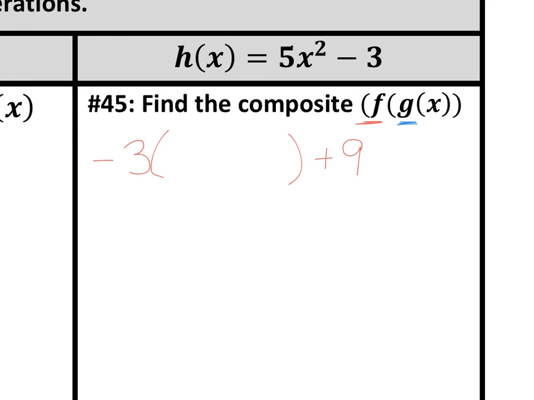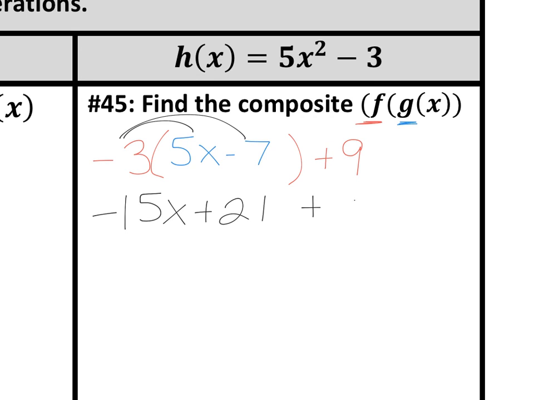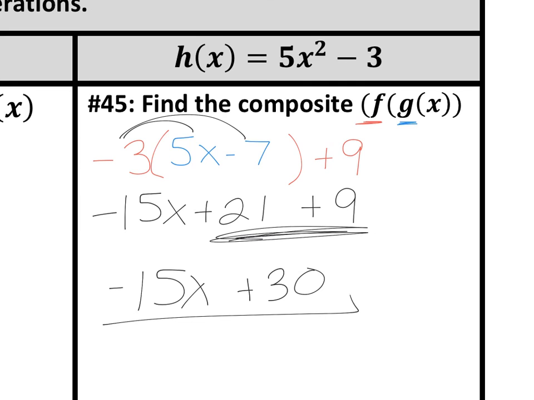Okay, g of x is our inside function. G of x is 5x minus 7. Okay, so we've set up our problem, outside function in red, inside function in blue, and then let's distribute. So we're going to do negative 3 times 5x is negative 15x. Negative 3 times negative 7 is plus 21. And bring down that plus 9. Last step here is combine like terms. We have a 21 and a 9, so this becomes negative 15x plus 30.